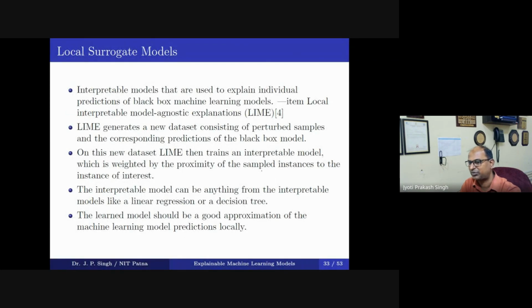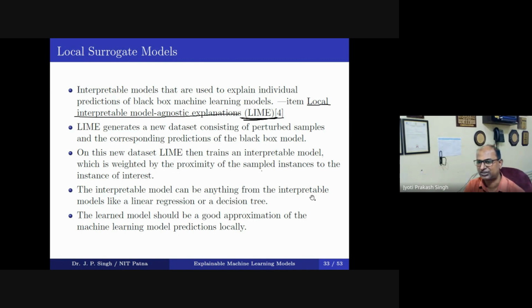I hope that is clear. I will now take two examples of this scenario. The first example, our first type of model, is popularly known by the term LIME. LIME stands for Local Interpretable Model-agnostic Explanations. LIME in short. So how does LIME work?